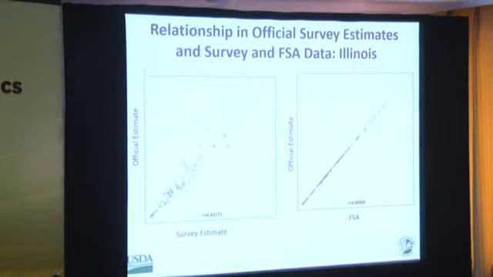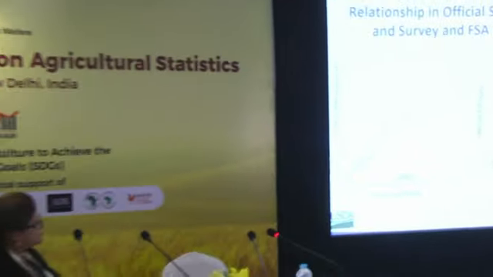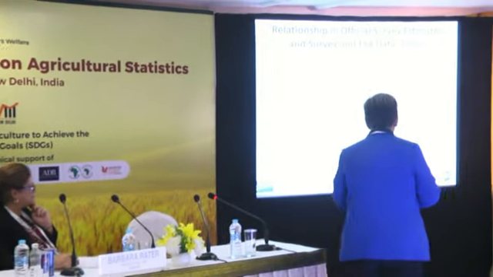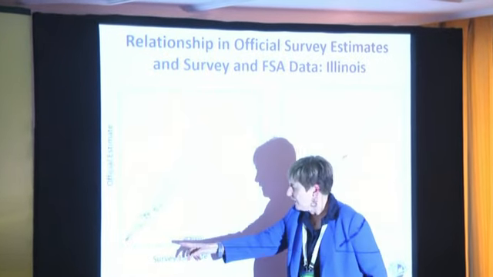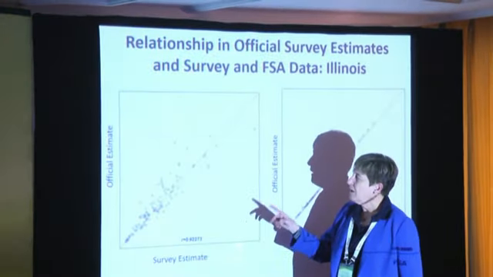Now, let's look at how our official county estimates relate to our survey and our FSA data. This is for Illinois, the state I showed you in the middle of the Corn Belt. I apologize, but I just do better if I point things out as we go along, so be patient with me. Here's our official estimate. Here's a survey estimate.